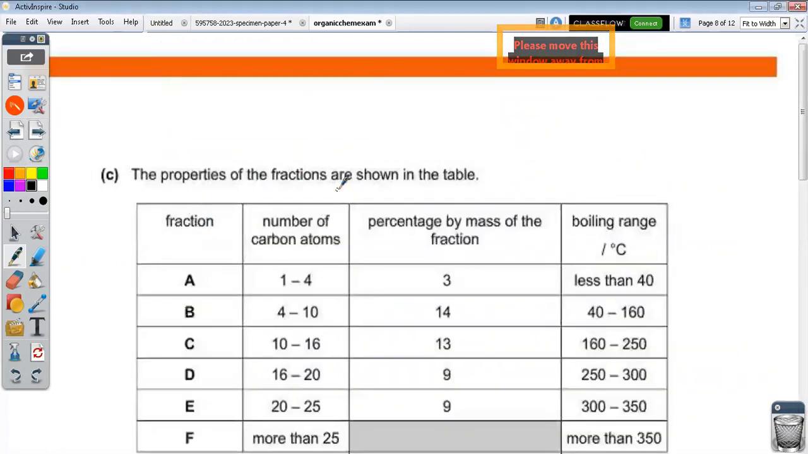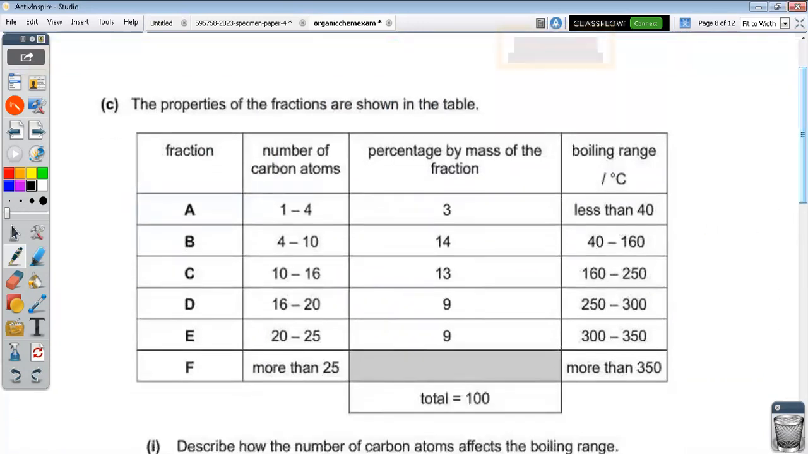The properties of fractions are shown in the table. So fraction A, you see, 1 to 4 means the number of carbon atoms. These are gases. These are liquids. Okay, and it goes on like that. Anyway, they're telling you the boiling point range.